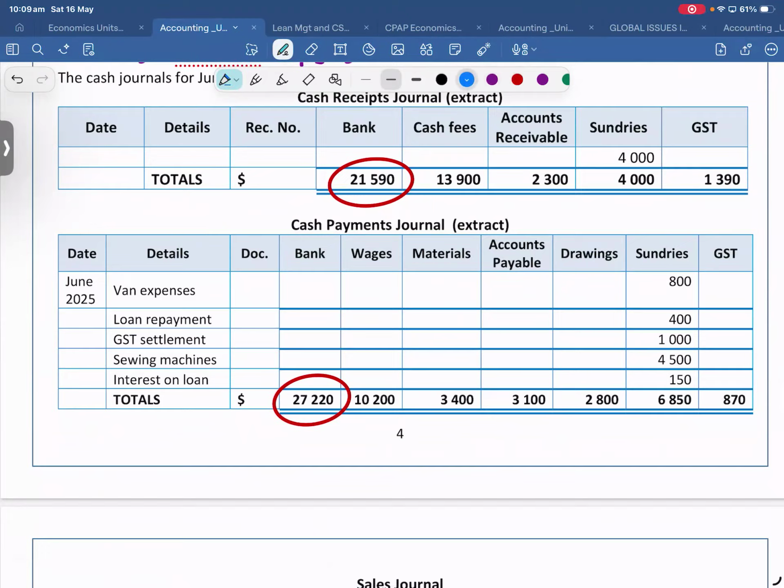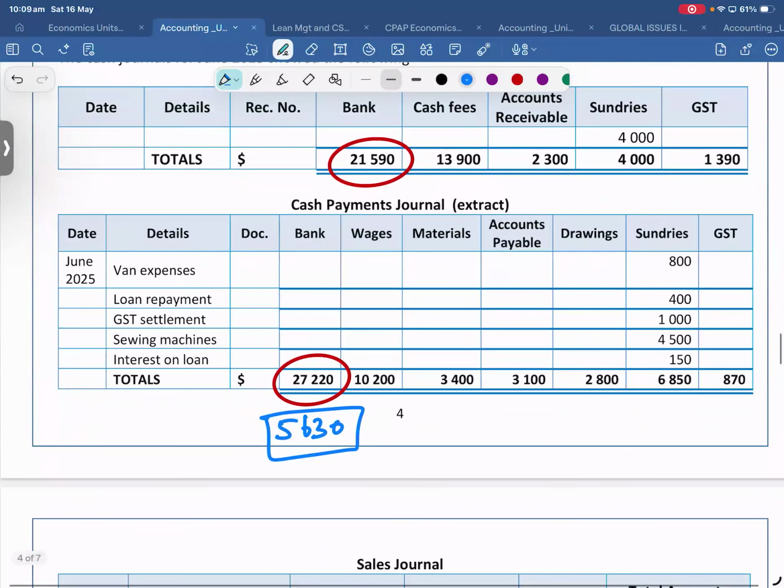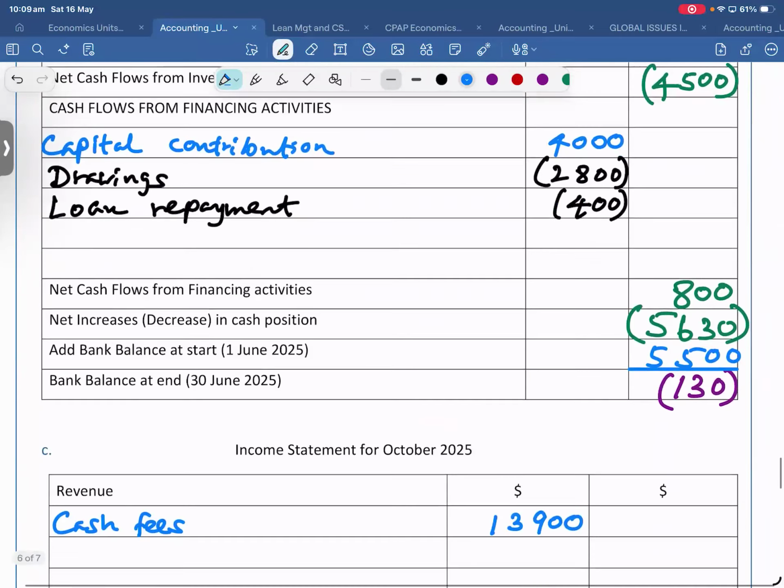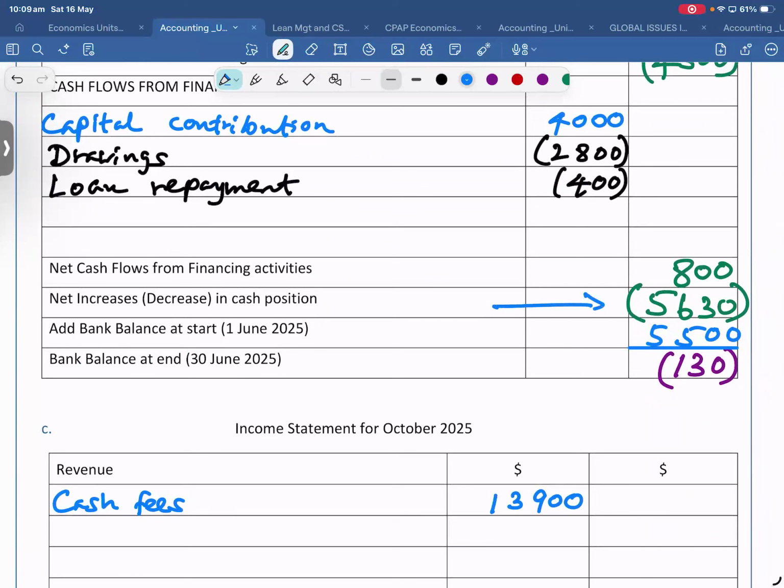The difference is going to be 5630. Now we can cross check if this is correct. 5630, which is plus or minus? Minus, yes. This is a minus. So is that the same amount? Yes, that's the same amount. If this one tallies with this, and that is equal, that means we have done it correctly. Mathematically, we are correct. Arithmetically, we are correct.